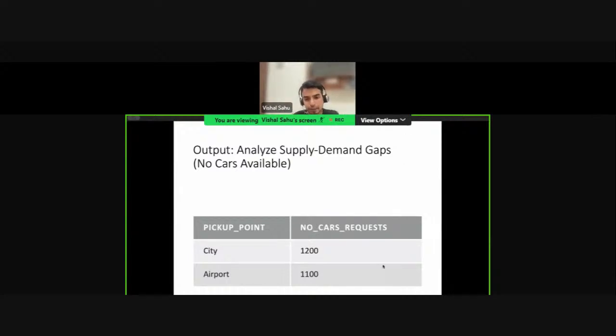Yeah, difference in price or the fare. Correct. Good insights. Yeah. So let me move on to the next slide.